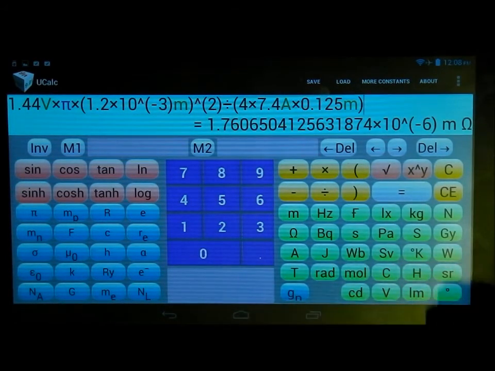And notice that the ohms were not in this original equation, as newtons weren't in the gravitational force one either. It's a derived unit, and UCalc knows about derived units, and it'll try to use them wherever it can to make the answer as short as possible.